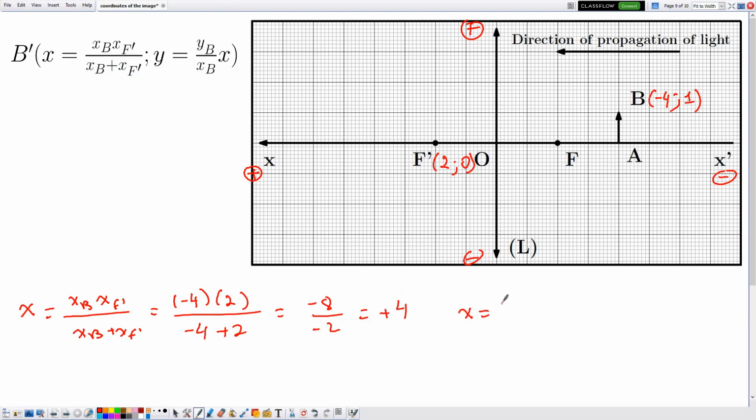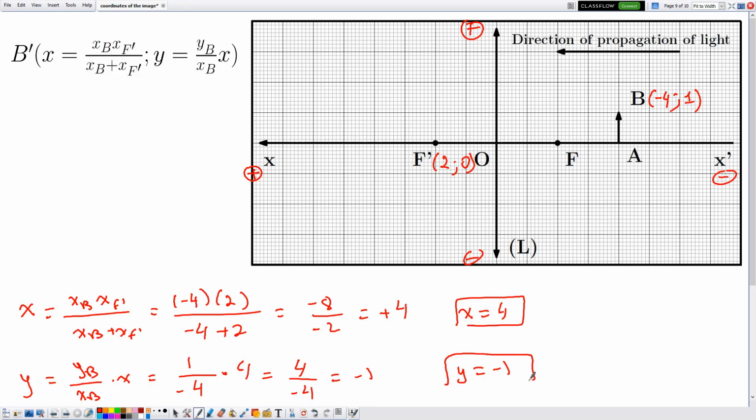So the value of x is equal to 4, and the value of y is yb divided by xb multiplied by x, which is equal to minus 1 divided by minus 4 multiplied by 4, the value of x that we have already calculated. This will give us 4 divided by minus 4, which is equal to minus 1. So y is equal to minus 1. So now we know that the point B prime will be 4 and minus 1. So 4 divisions in the positive direction, 1, 2, 3, 4, and minus 1 division downward, so this is the point B prime.